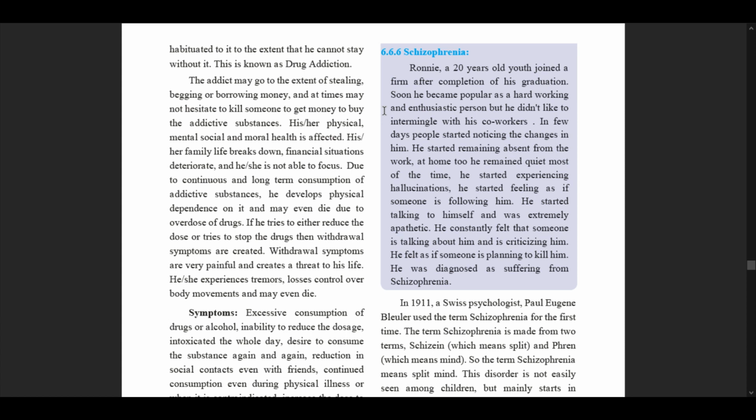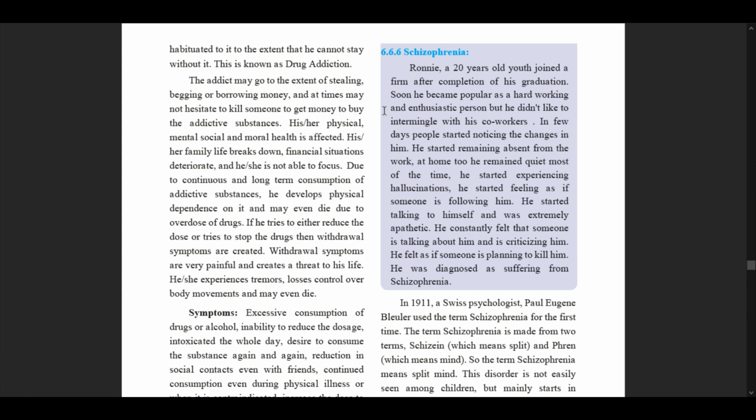Again, I do not understand this, how an individual is graduated by the fraternity. Soon he became popular as a hard-working and enthusiastic person, but he didn't like to intermingle with his co-workers. In a few days, people started noticing changes in him. He started remaining absent from work. At home too, he remained quiet most of the time. He started experiencing hallucinations. He started feeling as if someone is following him. He started talking to himself and was extremely apathetic.